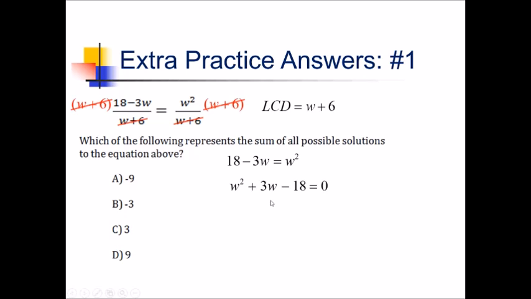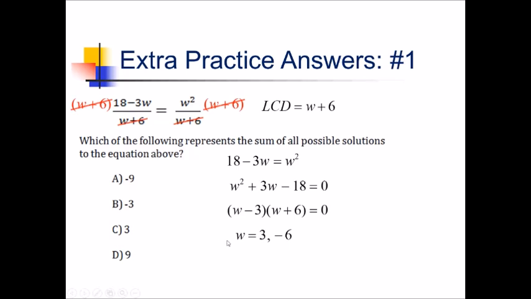I need numbers that multiply to negative 18 and add up to 3. Let me see here. We've got negative 3 and positive 6. That would do the job. So we have w minus 3 and w plus 6. And then if I zero each of those parentheses out, I get w equals 3 or negative 6. So I needed to add the answers together, and it's awfully tempting to add these together and get negative 3 and select answer choice B.